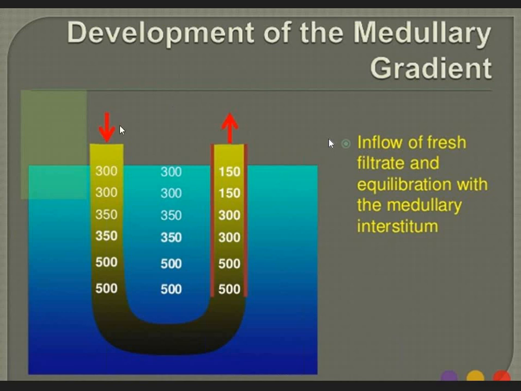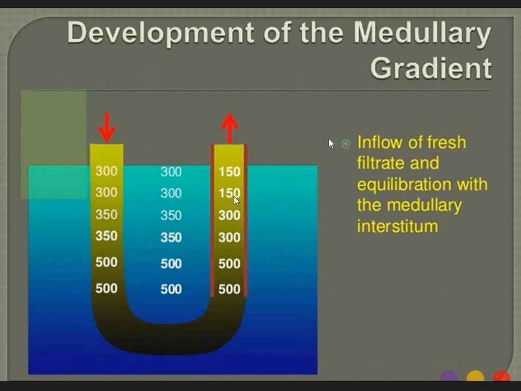300 milliosmoles of plasma again enters the tubule and pushes the other constituents which were already there. So you can see now the 300 has entered here. Initially 350 was in the upper portion, it has been pushed down. 500 has been pushed down. 500 has reached this portion of the tubule also. And similarly, you can see what is happening here. And at the same time, the water is trying to equalize the osmolarity of the tubules with that of the medullary interstitium.